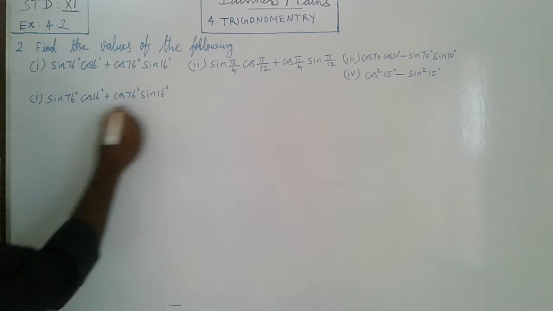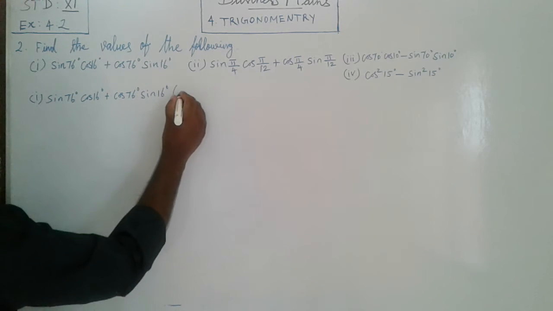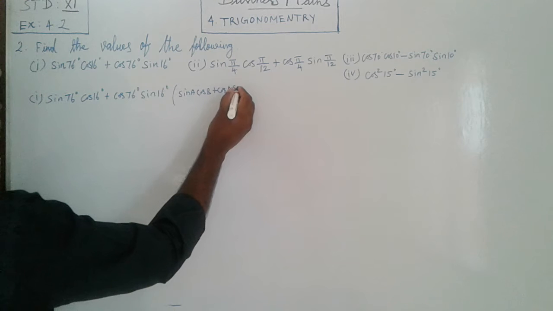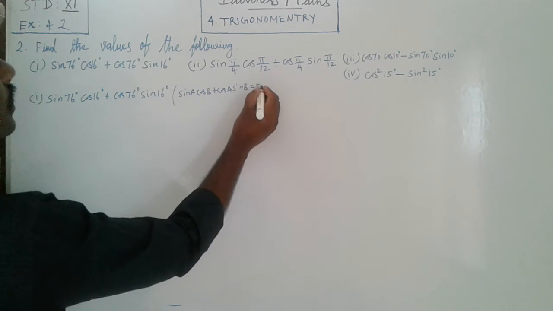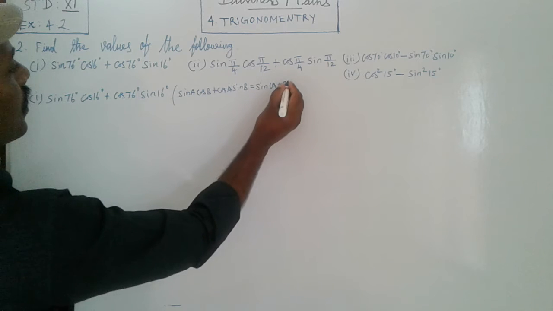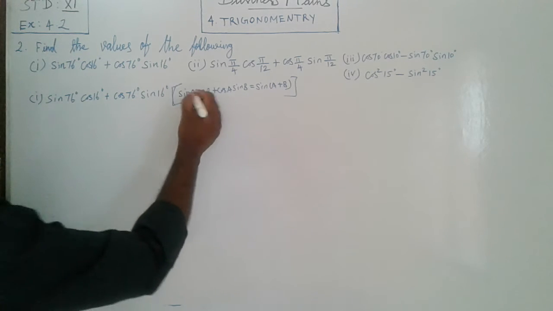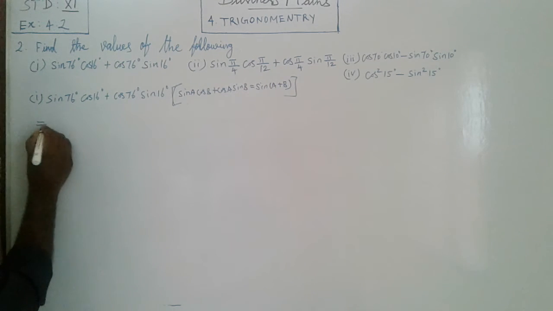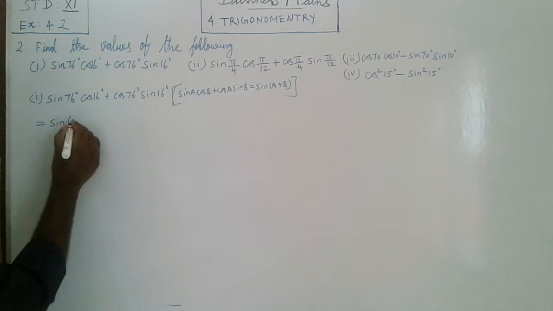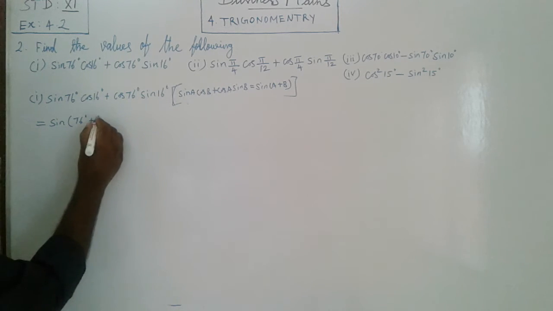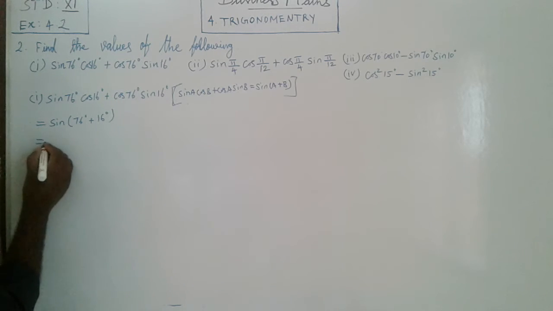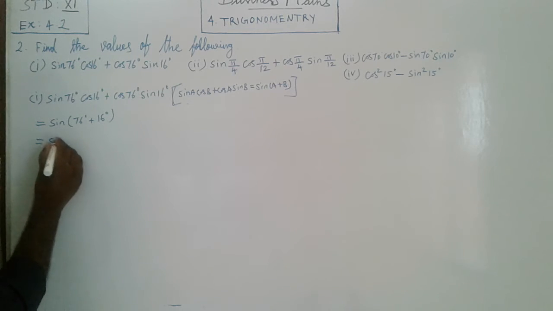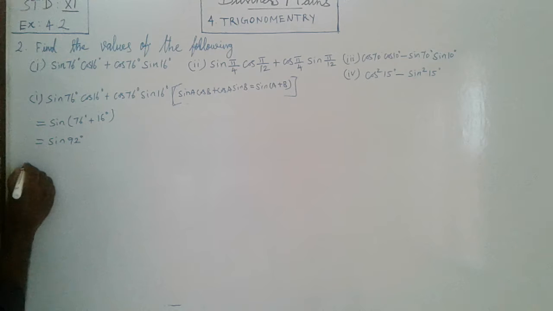So it's a formula. We know that sin A cos B plus cos A sin B is equal to sin A plus B, is the formula. So substitute this formula here. Sin A plus B, A is 76 plus B is 16, equal to sin A plus B. 76 plus 16 is 92. Sin 92 degree. That's all.